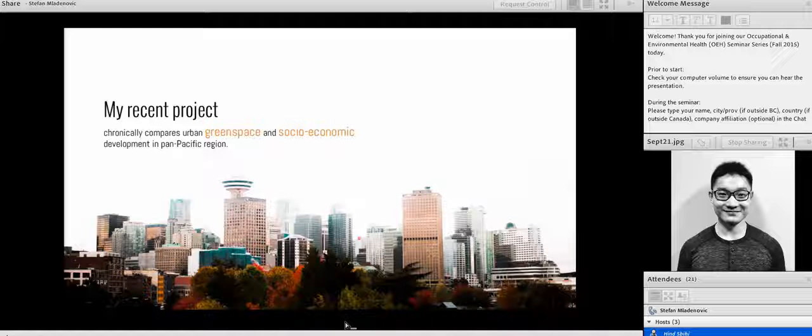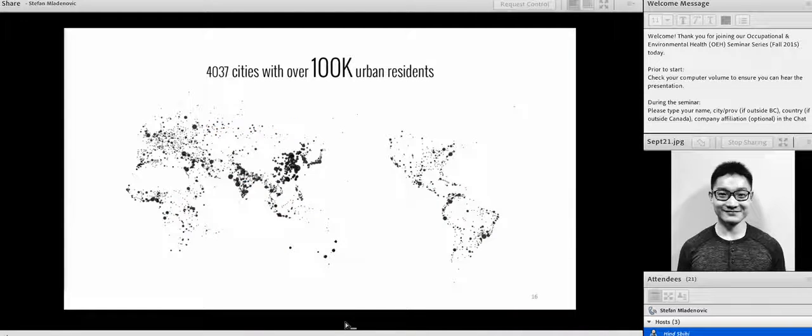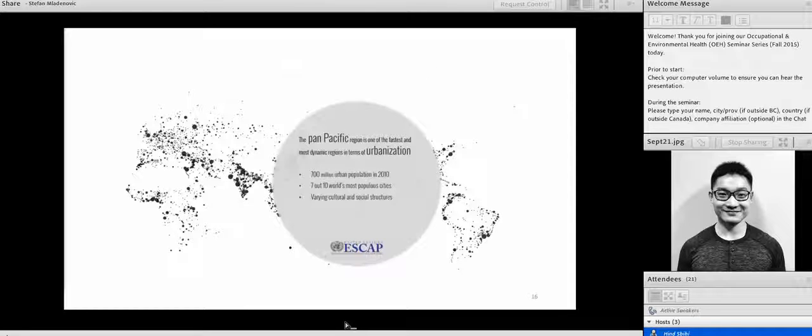So this is my PhD. I did green space versus socioeconomics in the region of the Pan-Pacific, or the Pacific Rim. So this is a map of all the cities with 100,000 residents. My study area is, like I said, the Rim. And this is a very important region in terms of urbanization because lots of us live in those regions, and it has the most densely populated cities in the world.